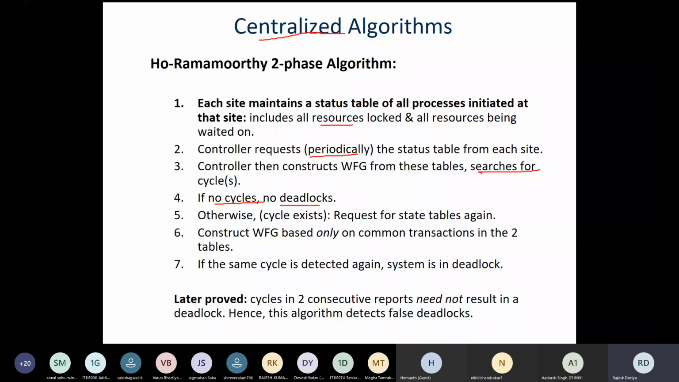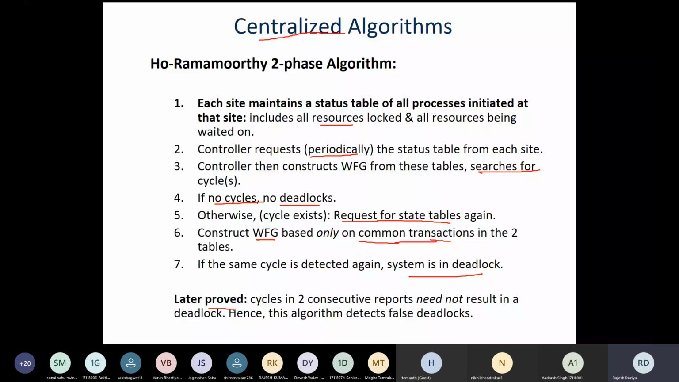And in case a deadlock has been detected, then it will again request a status table and then construct our WFG based only on the common transactions in the second tables. Okay, so if a deadlock has been detected, then again the status table will be asked, and only the common transactions will be used in order to create the WFG. And if in that second WFG graph a cycle is still there, then you can say that there is deadlock. Otherwise, no. So a cycle has to be detected in the two consecutive requests made from the controller side. Okay.